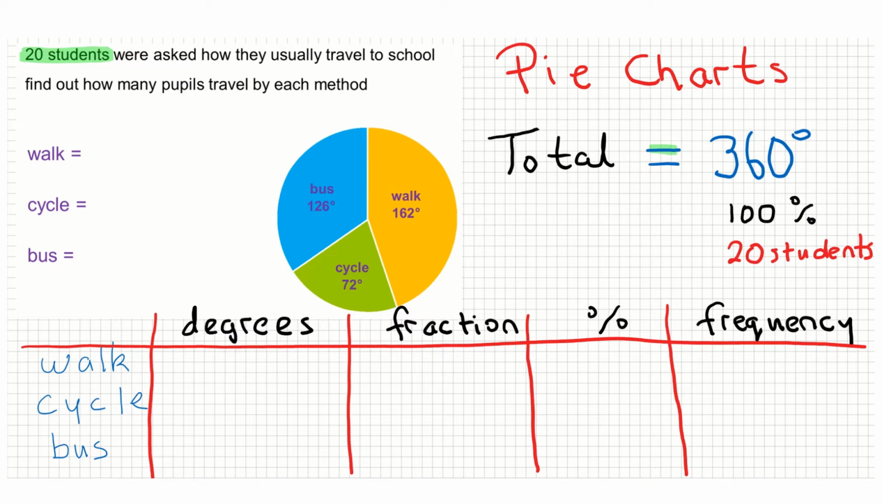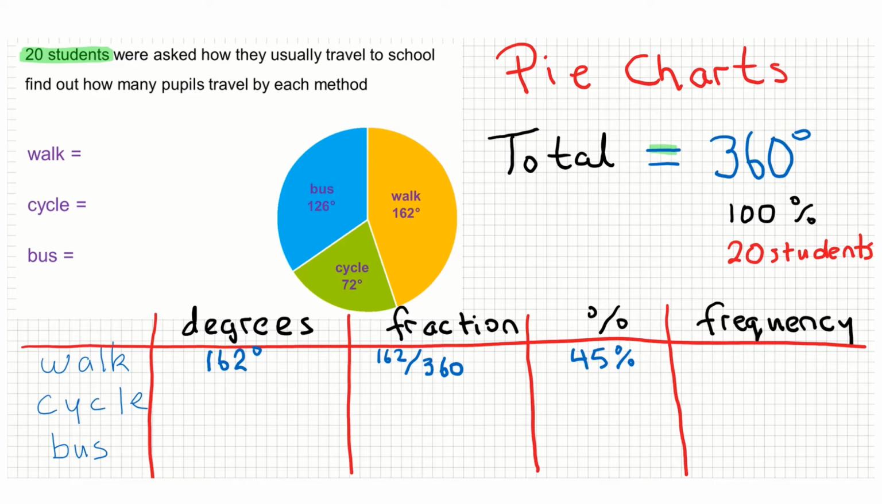Walking is 162 degrees. As a fraction, that's 162 out of 360. So again, you can use your fraction button. If you don't have it, 162 divided by 360, which gives you 0.45. That's a decimal. We're going to move that straight to a percentage by multiplying by 100. 45% of the students travel by walking.